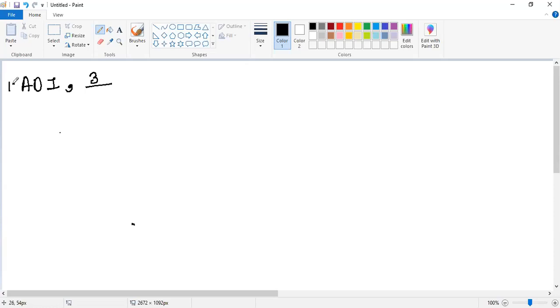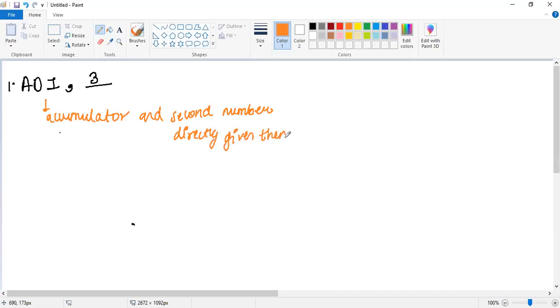So what does it mean? See, in this case, our one number is present in the accumulator, and the second number we are directly giving. Our first criteria is that one number must be present in the accumulator, and that criteria has been satisfied. So this means A equal to A plus 3.